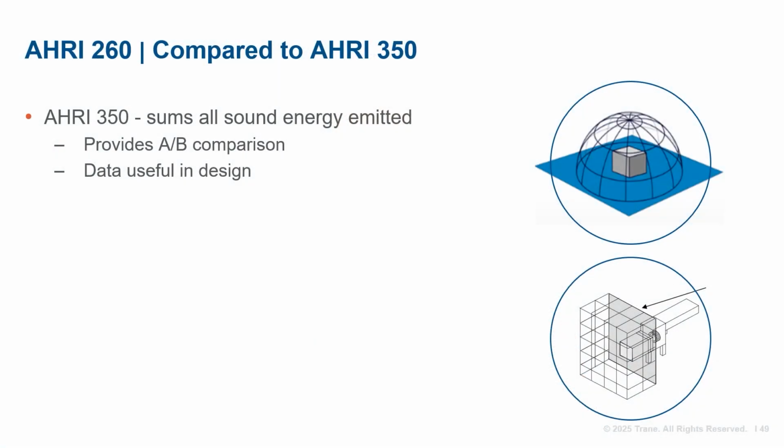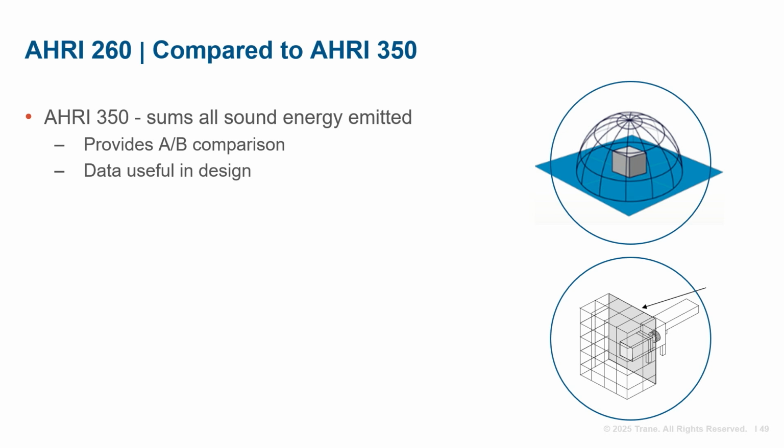Let's think back to what Standard 350 measured and why. It sums all the sound energy emitted from a unit. This data is useful in 2 ways. First, it allows for fair A/B comparisons of sound between manufacturers. Second, it allows knowledgeable designers to calculate the sound pressure level in a room and determine if it will meet the design criteria.